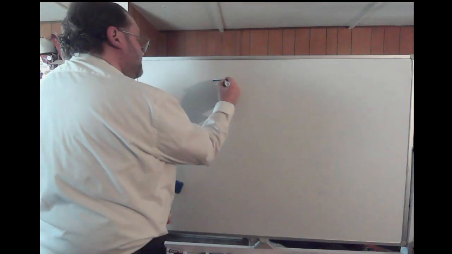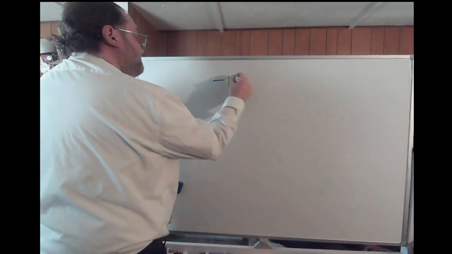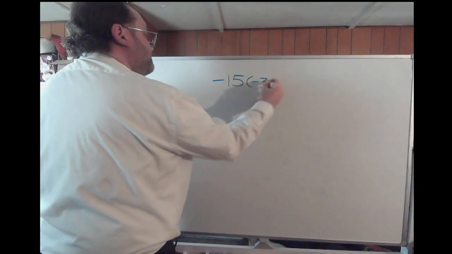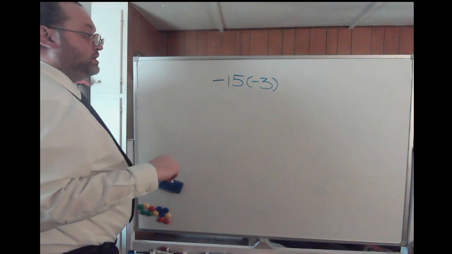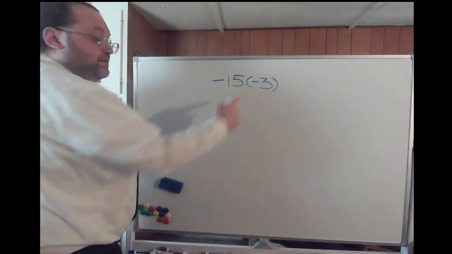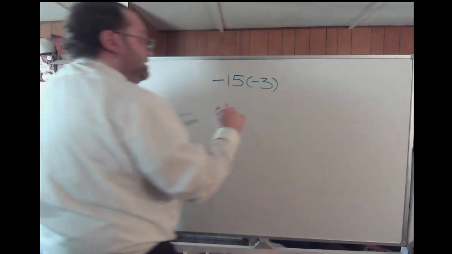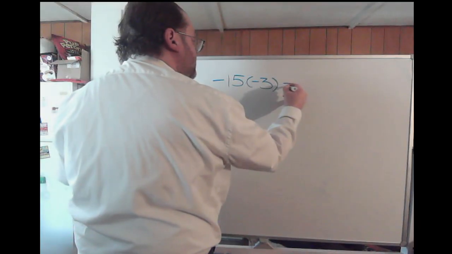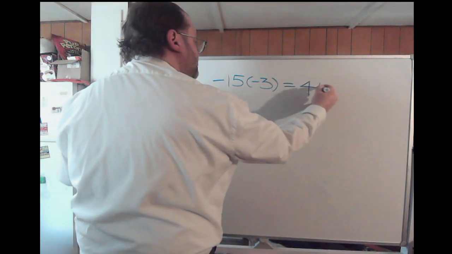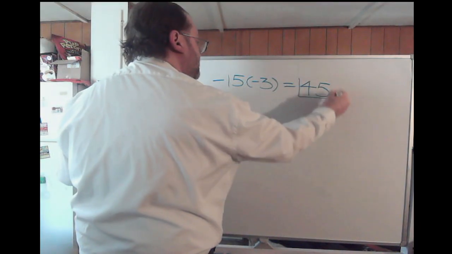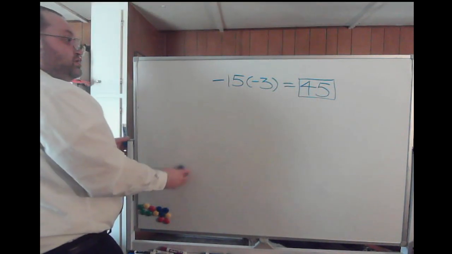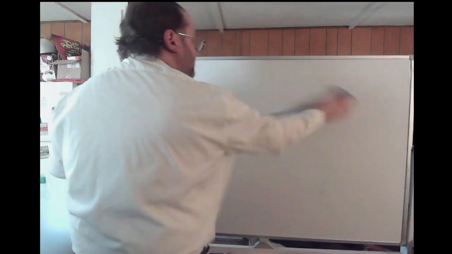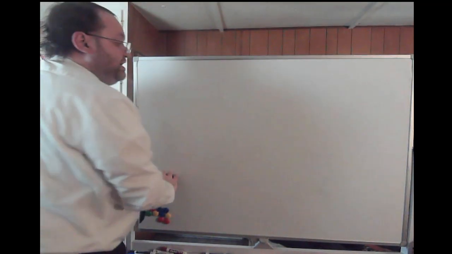Alright, now here we have negative 15 times negative 3. Well, you have a negative times a negative, which means it's going to be positive. So 15 times 3, well, that's 45. So your answer to this would be positive 45, however you want to say it. So if this is coming back to you, then that's good. Negative times a negative.